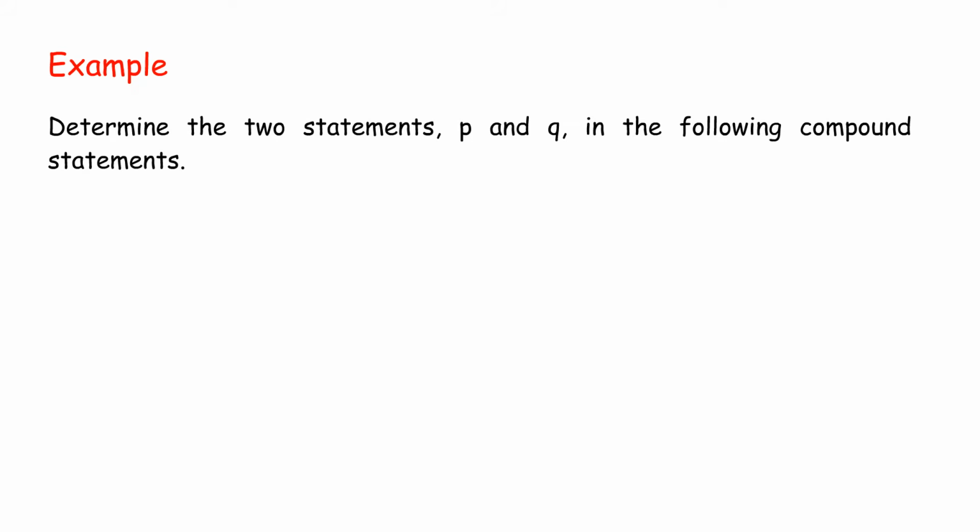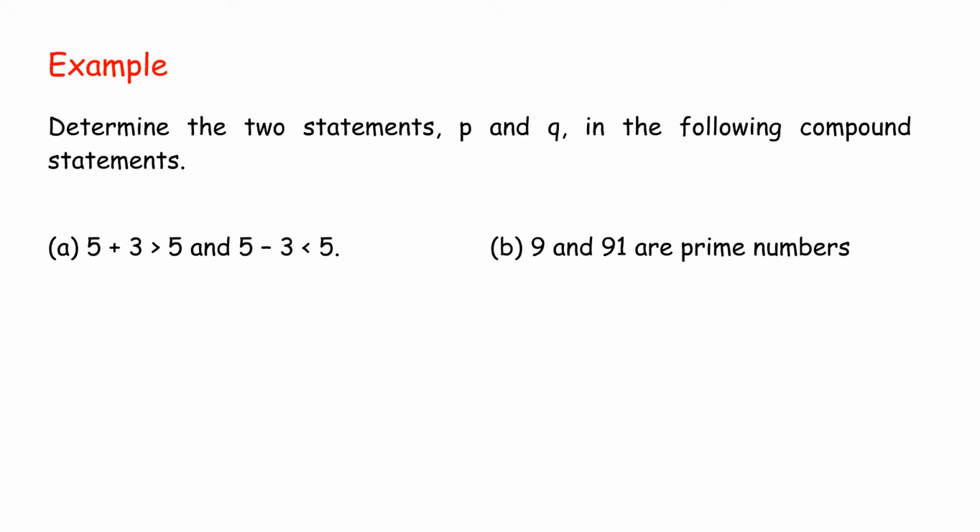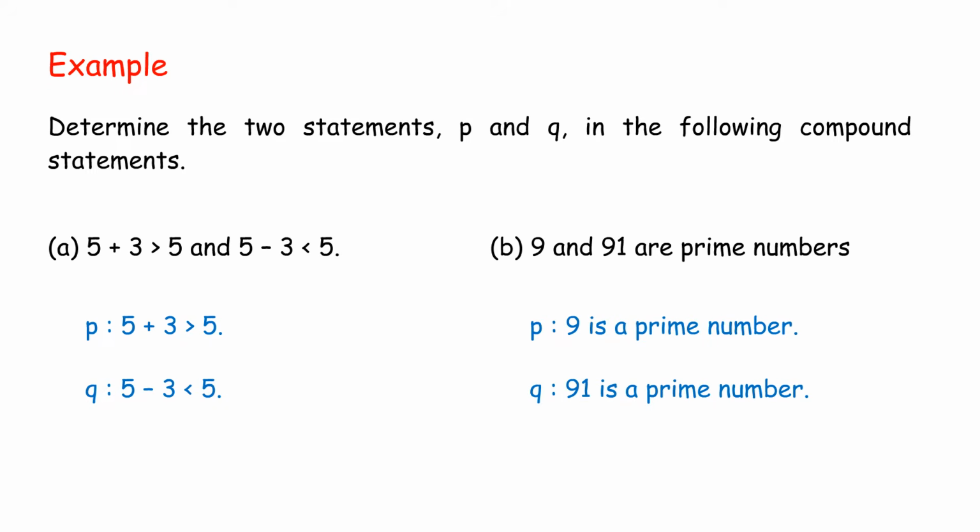Example: determine the two statements, P and Q, in the following compound statements: A. 5 plus 3 greater than 5, and 5 minus 3 less than 5. B. 9 and 91 are prime numbers. Solution: A. P: 5 plus 3 greater than 5. Q: 5 minus 3 less than 5. B. P: 9 is a prime number. Q: 91 is a prime number.